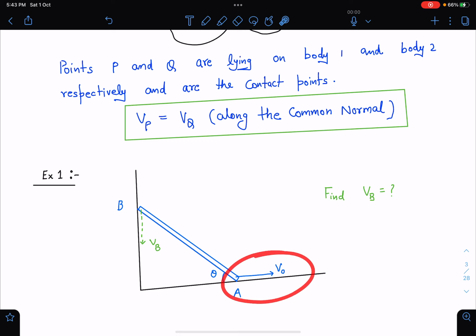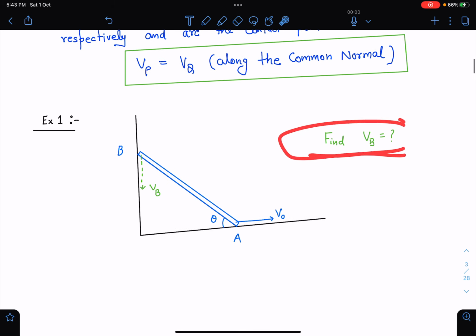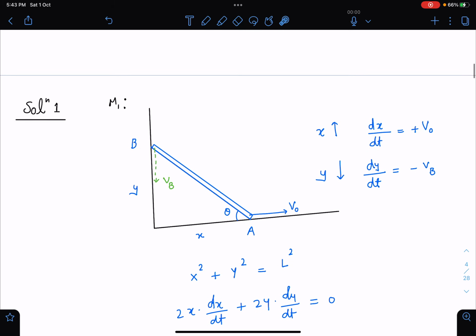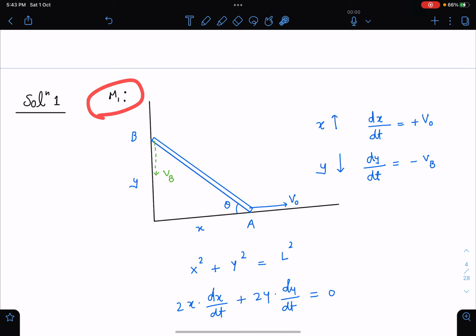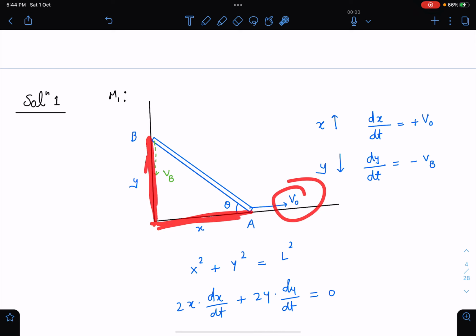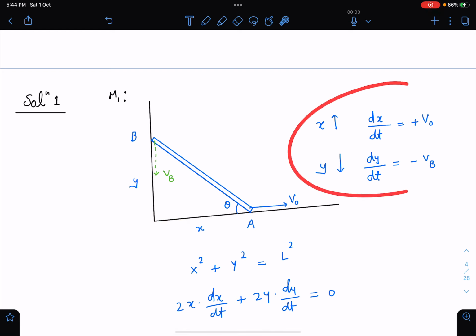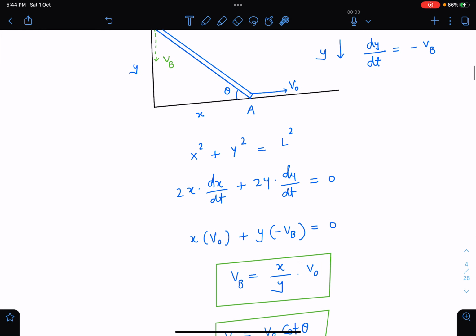The velocity of any one point is given, and for the second we have to calculate. So the velocity of point B we have to calculate. Just resolve these two velocities. Method 1 I'm discussing is a very normal method. Here x and here it is y. So dx by dt is your v0 and minus dy by dt is your vb, because x is increasing and y is decreasing. Now I can write x square plus y square is equal to L square. If I differentiate this, I'll get vb is equal to x by y times v0.